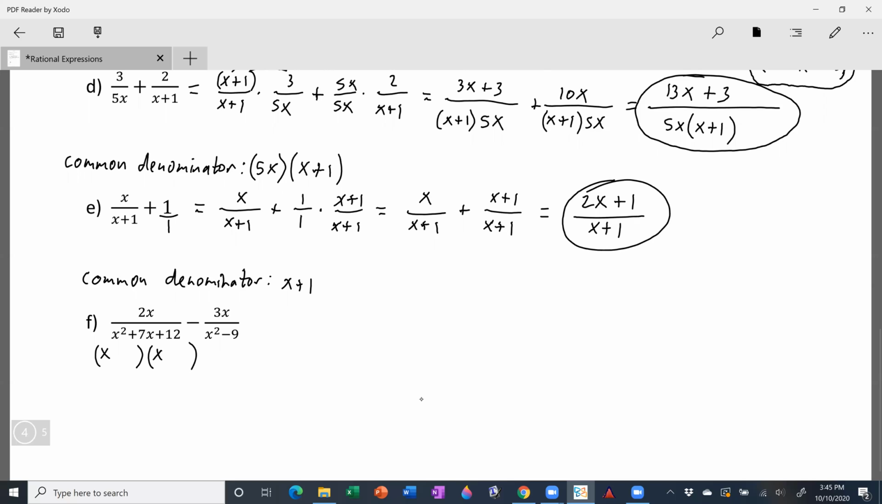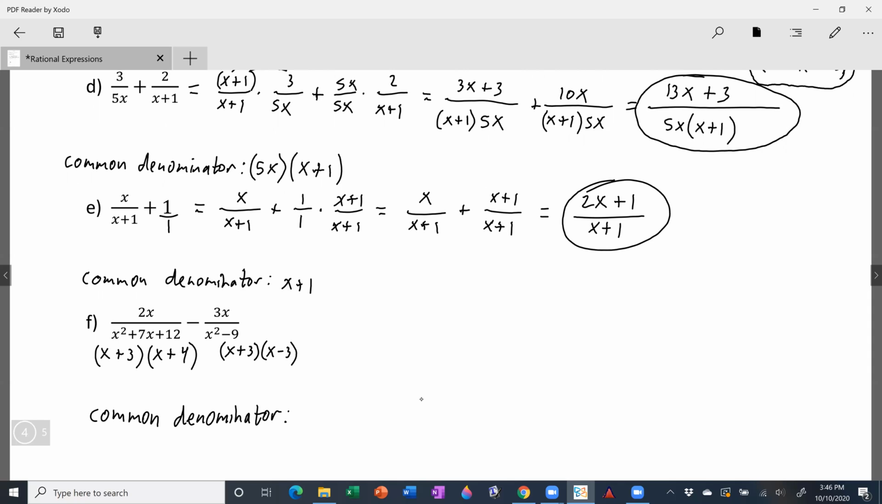Let's see, for 12, how about 4 times 3, plus and plus to make it add to 7? That looks good. Over here, this is a difference of squares, so that's x plus 3 times x minus 3. All right, so here's the part that's a little weird. What is the common denominator here?